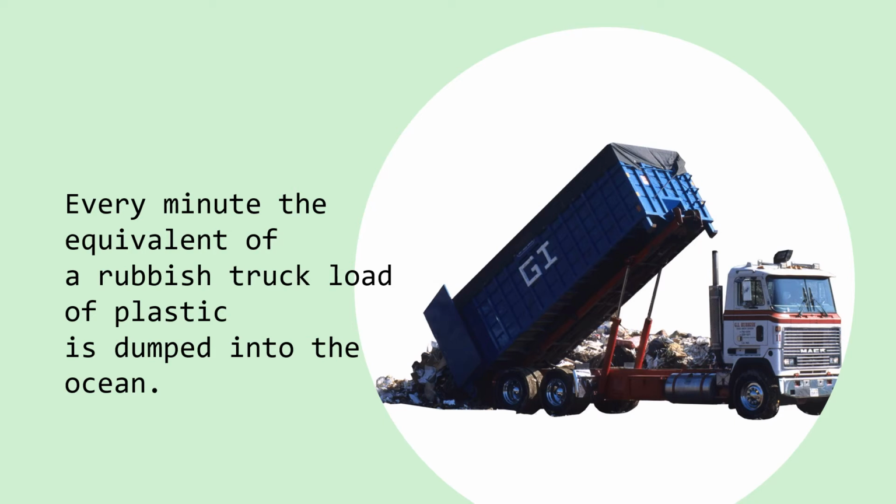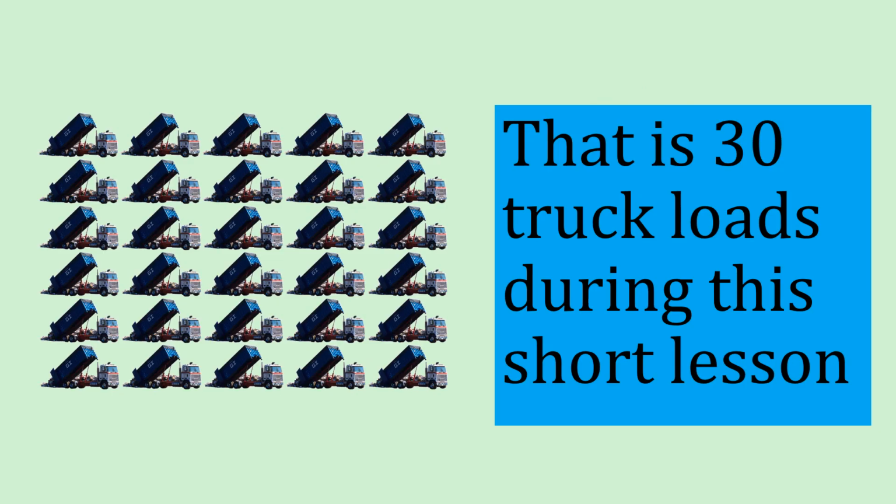Now, this happens because our landfill sites, where we usually might put plastic and rubbish, are filling up because our population is growing faster and faster, and we're using more and more rubbish on a daily basis. We have to find somewhere to put it. And unfortunately, some people believe that the best way to get rid of it is by dumping it into the ocean. Now, that means that if we do that every single minute, just imagine how much plastic goes into the ocean each day, each month, and each year. During just this short lesson, that means that 30 truckloads have gone into the ocean.